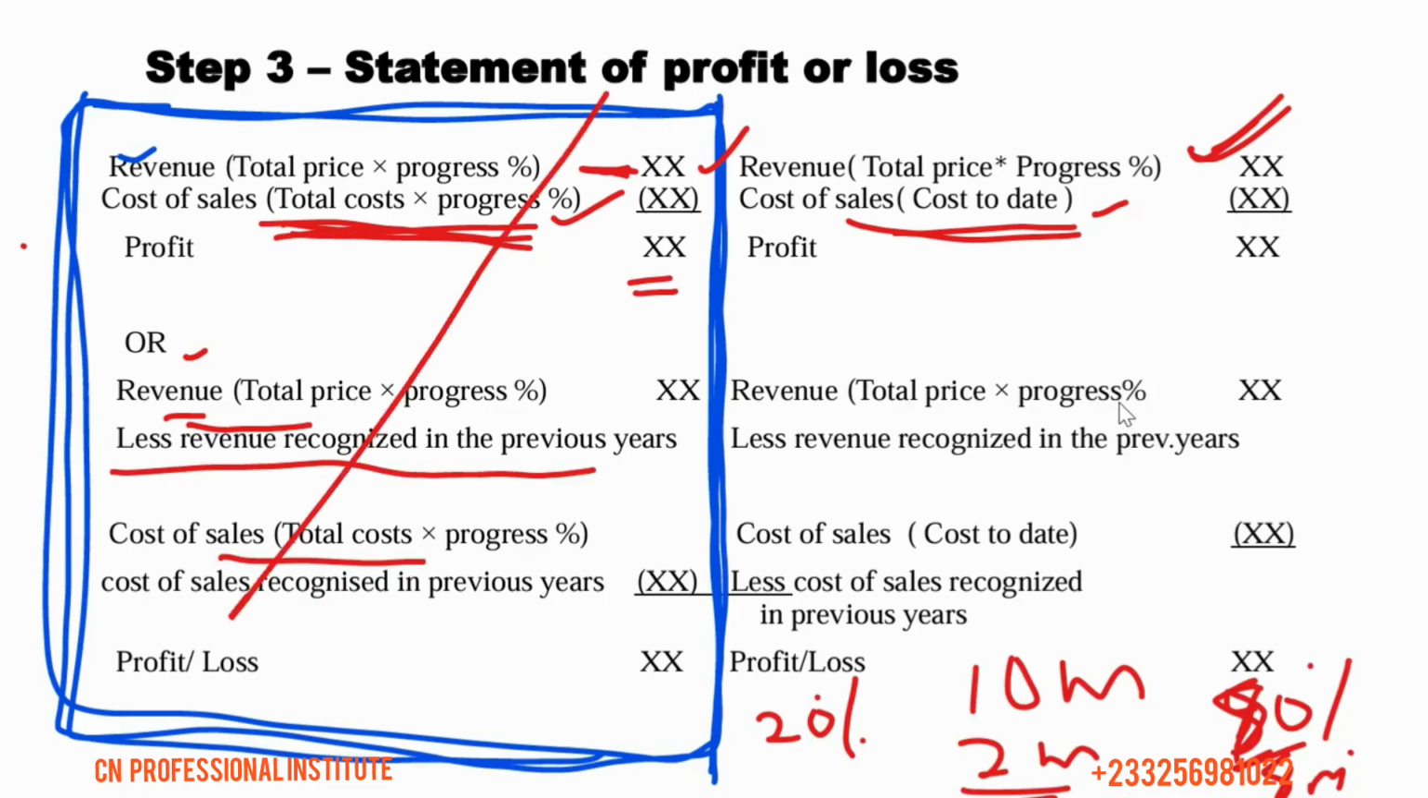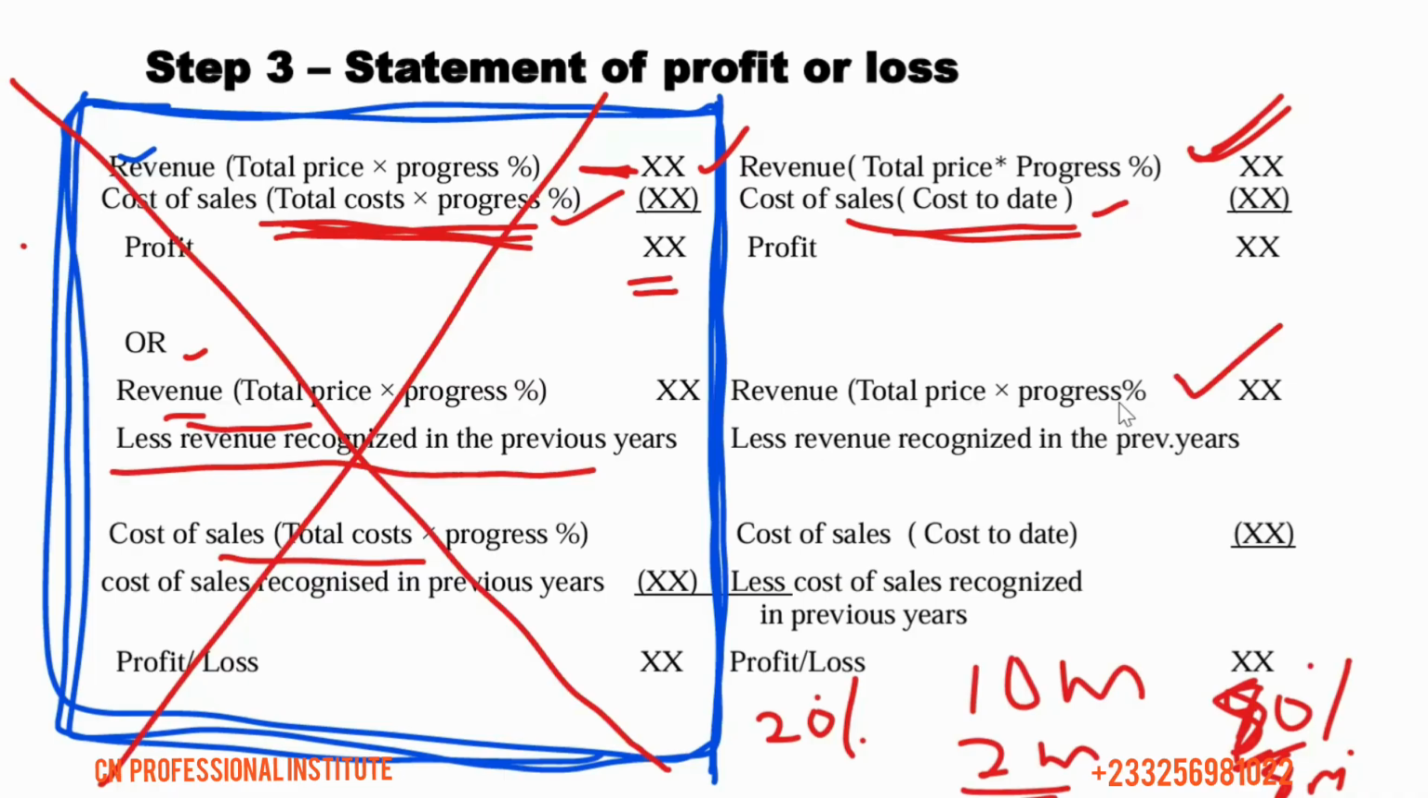So let me cancel it because we are not going to use this again. But as we go on, I would be comparing, okay? So this is how we are going to do it now. Here we just multiply your total price by the progress and you less revenue recognized in previous years. That is if you are not at the first stage of your revenue recognition. If you've previously recognized some revenues and therefore you are at the second or the third stage, you have to deduct the previous revenue recognized before you can record the difference as revenue.